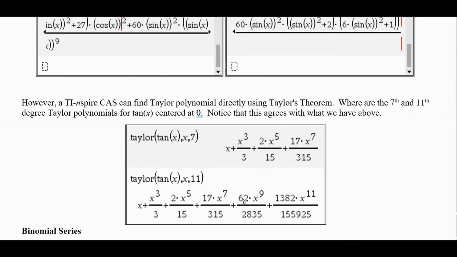Okay, next video we'll come back and talk about applying some of these ideas to the binomial series, which is a pretty important one.